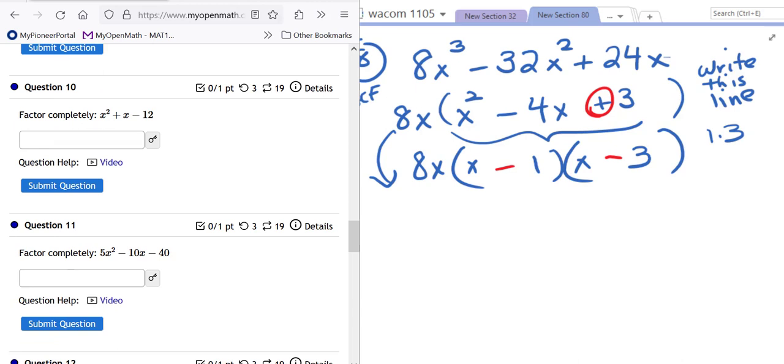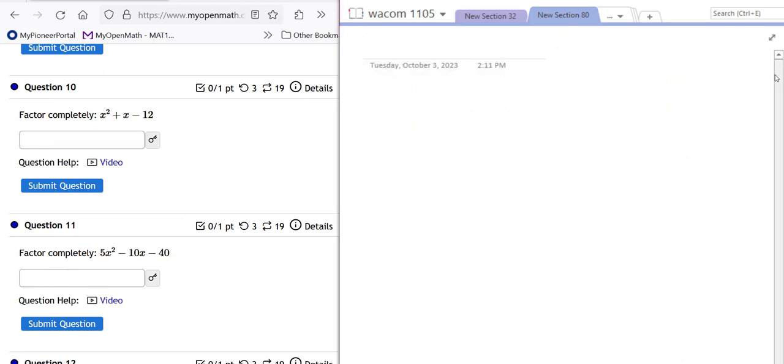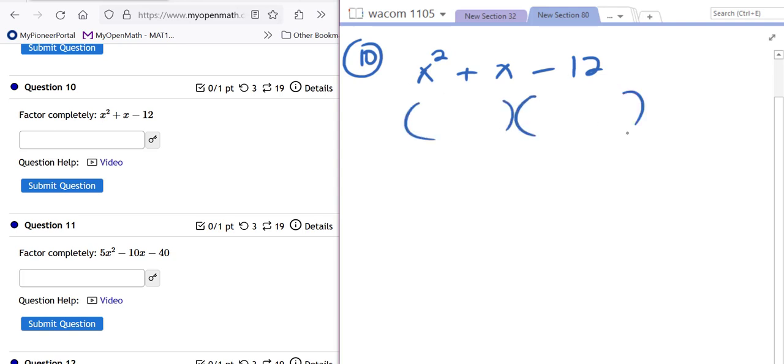Let's do 10. Sometimes this bothers people when there is just an x in there. So x squared plus x minus 12. Right? Remember, the number in front of this x is a 1. So then you won't get stuck. All right? But it is a trinomial. It does not have a GCF, so we'll do our signs. This says do different signs.